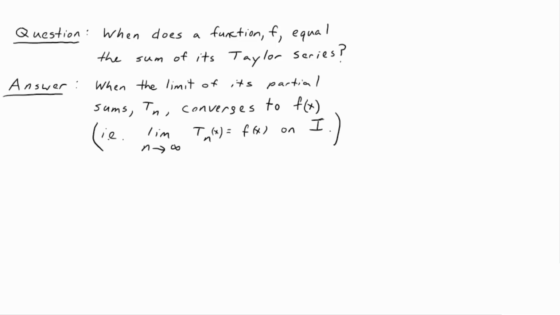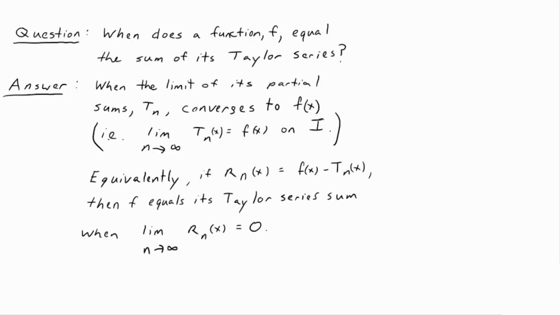When the limit of its partial sums, Tn, remember the nth degree Taylor polynomial is Sn in disguise, right? When that converges to f of x. Okay, so we use Tn to estimate f of x, right? So when Tn converges to f of x, we say that the function f equals the sum of its Taylor series. Now there's an equivalent way to think about that.